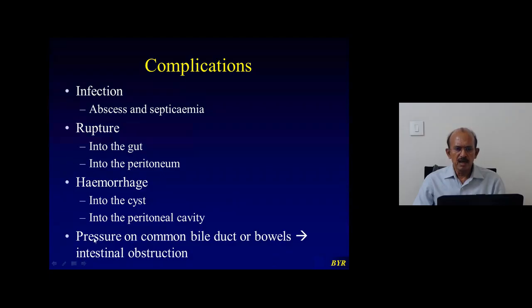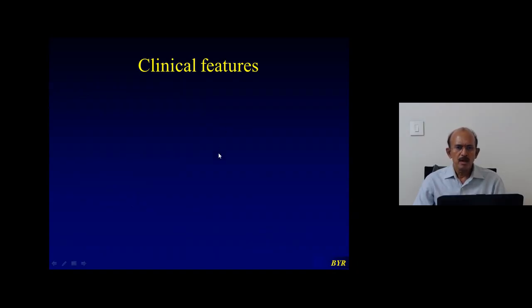Sometimes the cyst may be very large and may produce pressure on the common bile duct or bowels, especially on the duodenum, producing obstruction to the alimentary tract. Clinical features: age, middle age; sex, usually males are more commonly affected, just like acute pancreatitis and chronic pancreatitis.